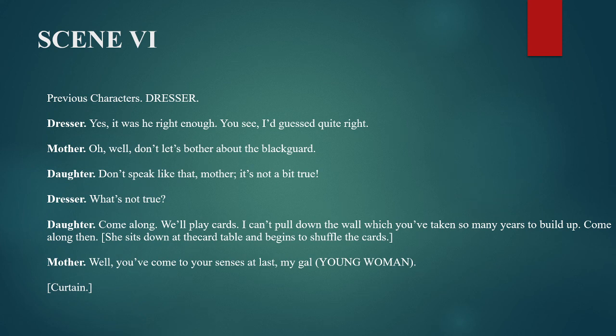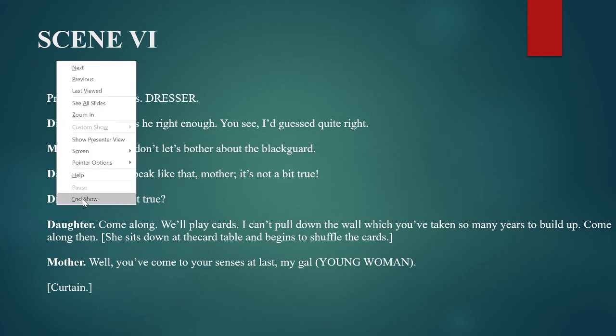The daughter says, come along, we'll play cards. I can't pull down the wall which you have taken so many years to build up. Come along. So this is how she now knows everything about the dresser and the mother, and the wall these two have created around her, so that she can be with them and earn money for them. So she now wants to be with reality, and the daughter at that time accepts the reality, and the curtain falls. So this is the play.